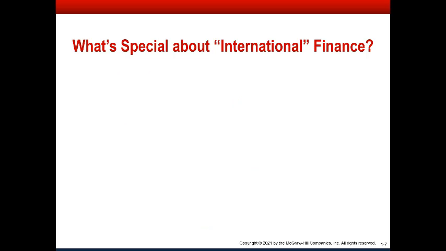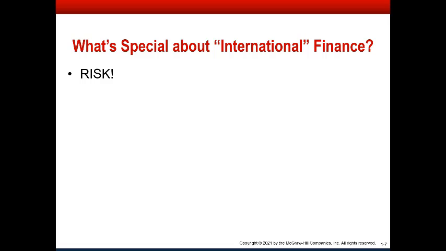Okay, let's move on and talk about what's so special about international finance, what makes it different from just finance within one country. Well, most of the things are going to be similar, financial principles and accounting and valuation. The methods are going to be the same, but there's going to be issues that we have to contend with. The biggest one is risk.